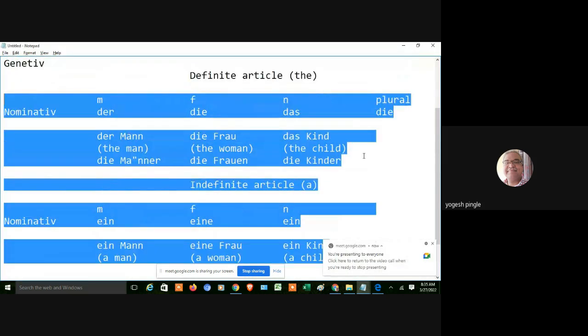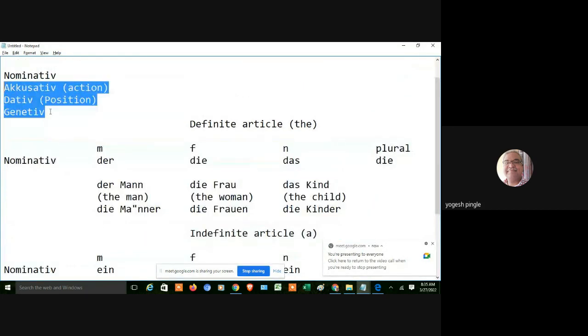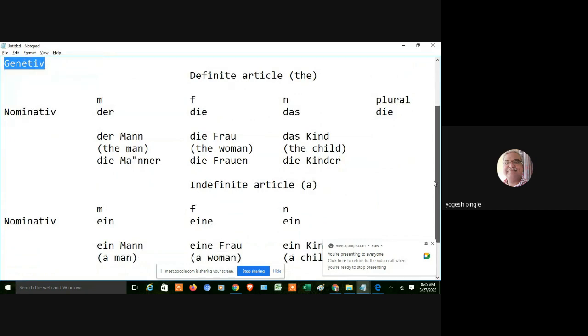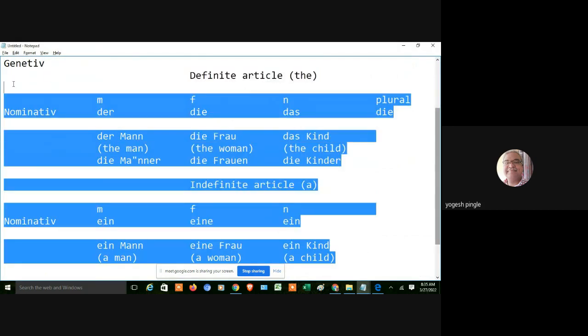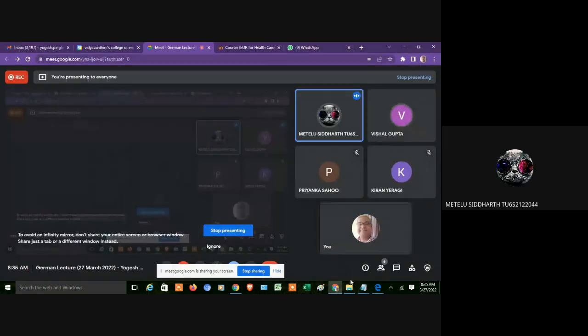So now, is there any question regarding this nominative form? See, again, I am repeating, the accusative, dative, and genitive forms we will see later. Okay. So now, if any question is there, on the definite article and indefinite article, please tell me. Please ask. Yes, sir. Okay. Fine.